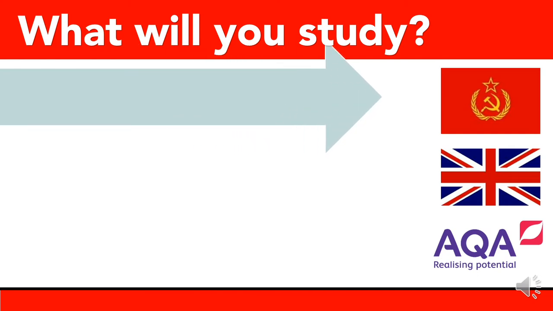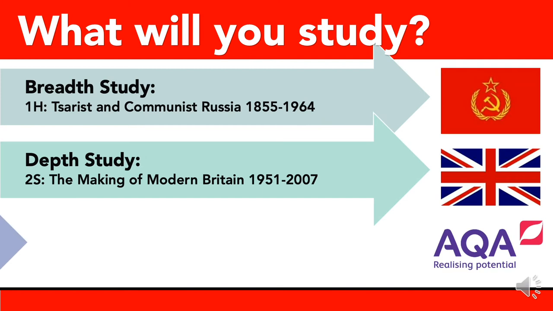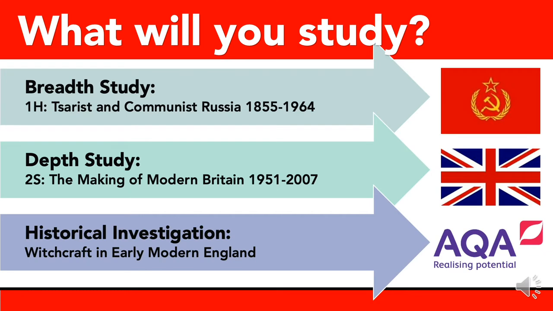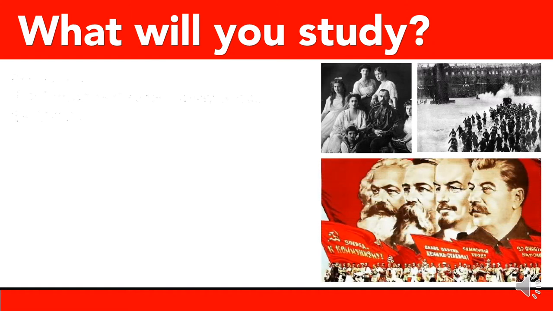I'm going to talk in depth about the modules that you'll be completing, but by the end of the PowerPoint, if you want to know more, you can log on to the AQA website and Google the names of the different modules. They are Tsarist and Communist Russia, The Making of Modern Britain and Witchcraft in Early Modern England.